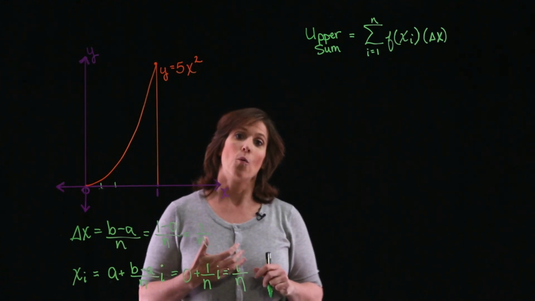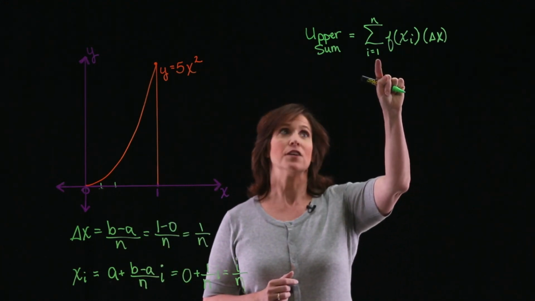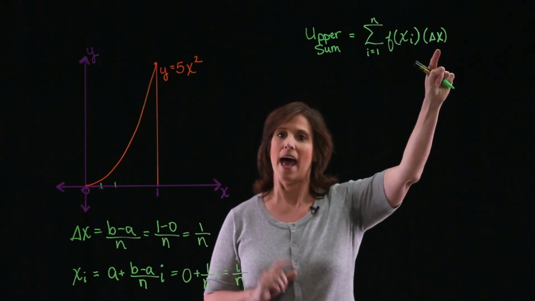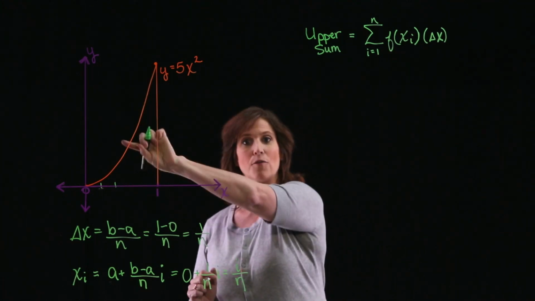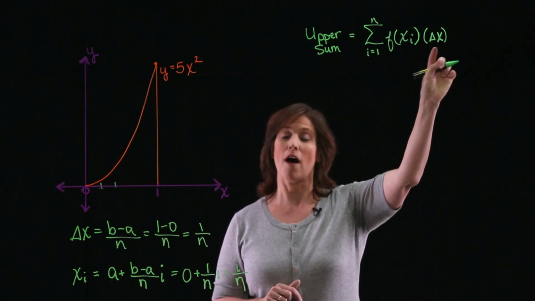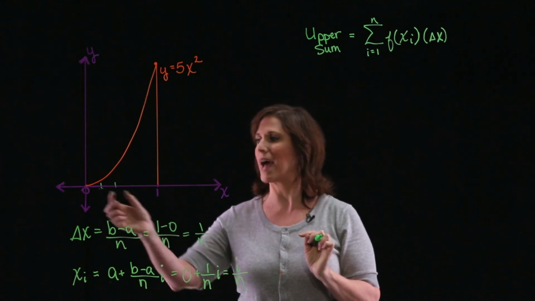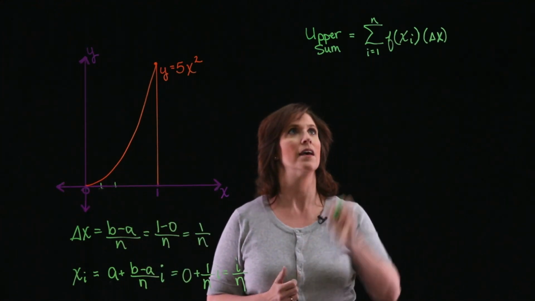Okay. So what is the formula for finding the upper sum? Well, it's the summation from i equals 1 to n of f of x sub i times delta x. And again, think about what this is. The f of x sub i is going to give me the height of a rectangle. The delta x is going to give me the width. The product will be the area of the rectangle. The summation tells me I need to take the sum of all of the rectangles as I go across.